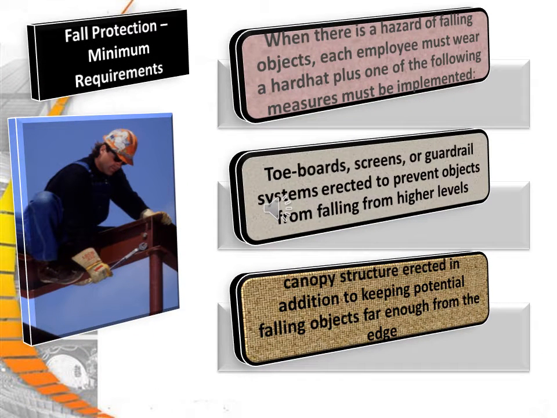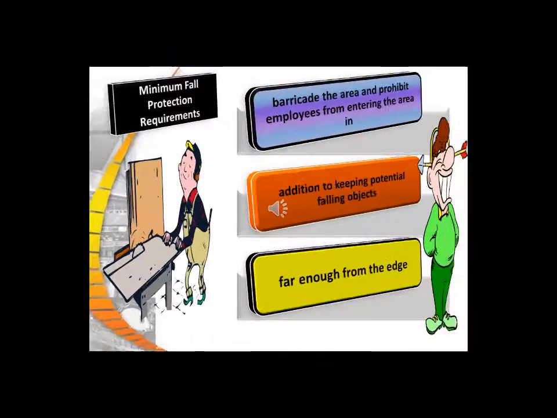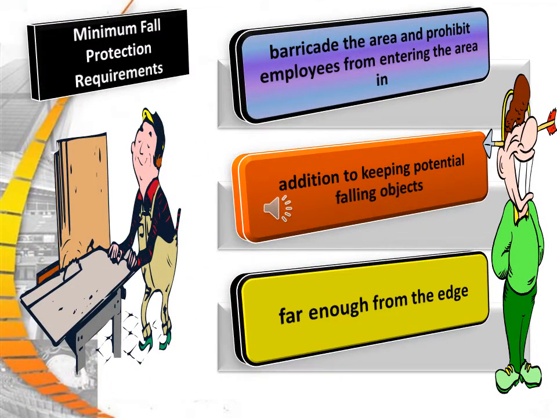When there is a hazard of falling objects, each employee must wear a hard hat, plus one of the following measures must be implemented: toe boards, screens, or guardrail systems erected to prevent objects from falling from higher levels, with a canopy structure erected, in addition to keeping potential objects far enough from the edge. Minimum fall protection requirements call for barricading the area and prohibiting employees from entering the area, in addition to keeping potentially falling objects far enough from the edge.